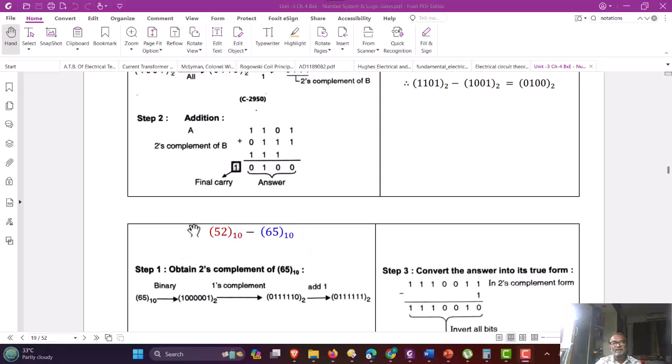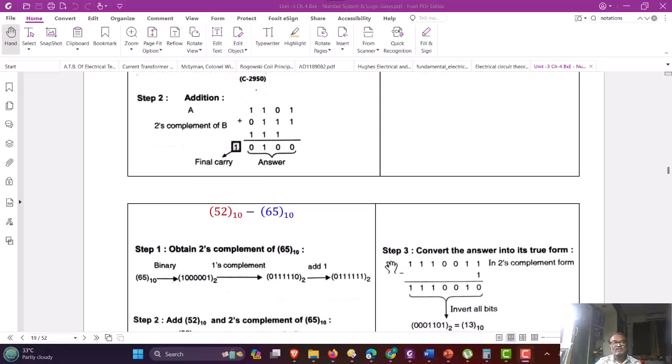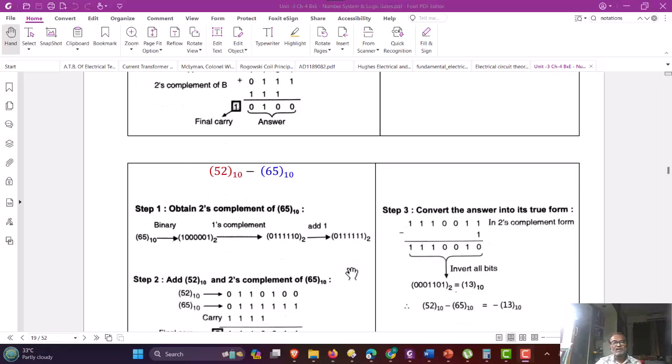Suppose decimal 52 from which 65 has to be subtracted. So first we are going to convert 52 and 65 to binary form. Then we will take the 2's complement of 65 and add it to the binary form of 52. Then we will do column by column addition and check whether the carry is generated. Here from the decimal subtraction we understand that there is no carry generated, so the answer will be negative.